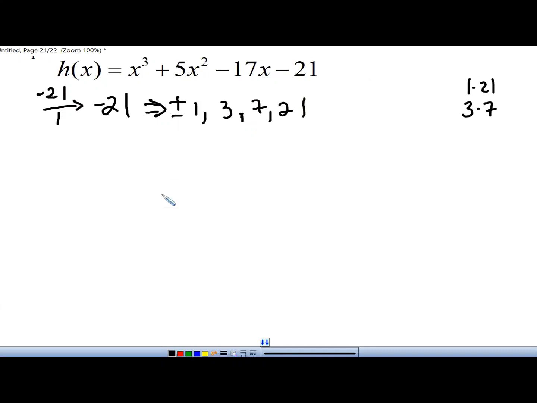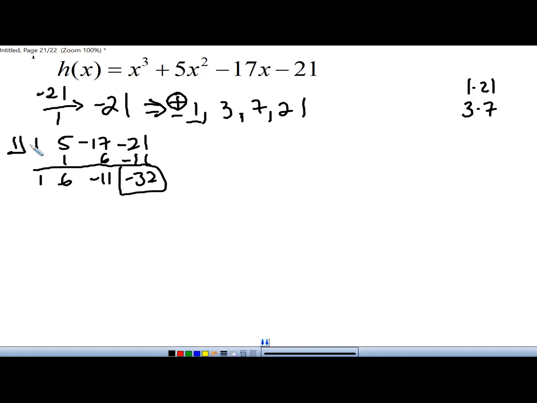From there, we start our synthetic division. My first number that I start with is 1, and I'm going to start with positive 1. My coefficients here are 1, 5, negative 17, and the constant negative 21. I do my synthetic division, bring down the 1. 1 times 1 is 1. Goes there, combine that, 6. 1 times 6 is 6. Combine that's negative 11. 1 times negative 11, negative 11. So that's negative 32. Since this is not 0, that is not our 0.